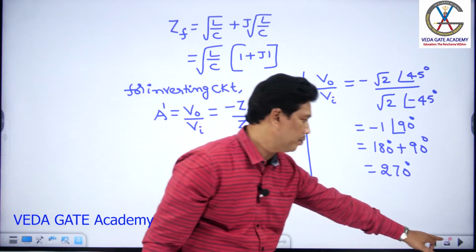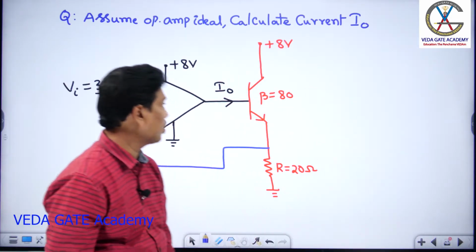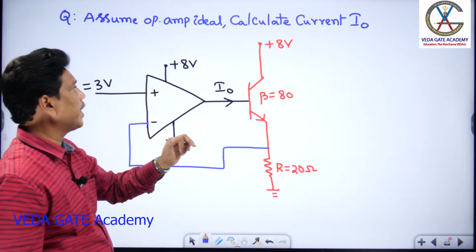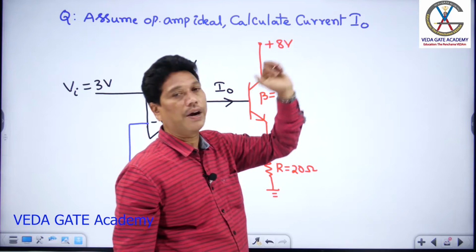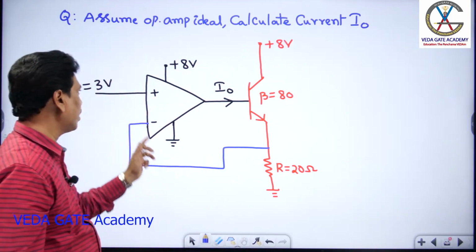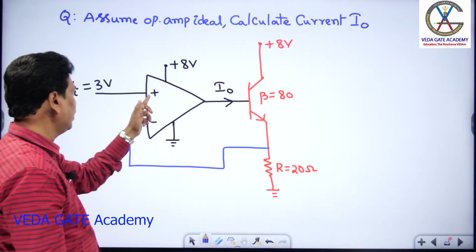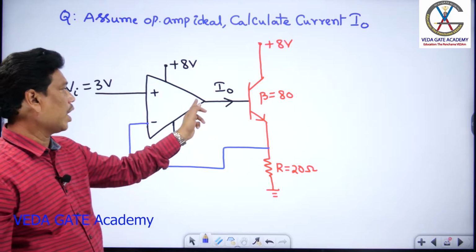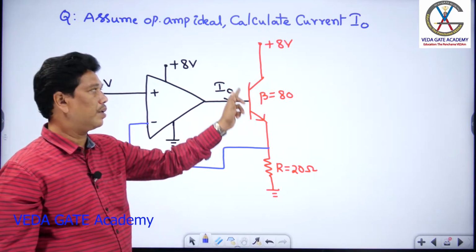Okay, check out the next case. So this is the next question you see. Assume op-amp ideal, calculate current I0. So this is the op-amp circuit. To the inverting terminal, the voltage applied is 3 volt, and at the output node a BJT is connected.